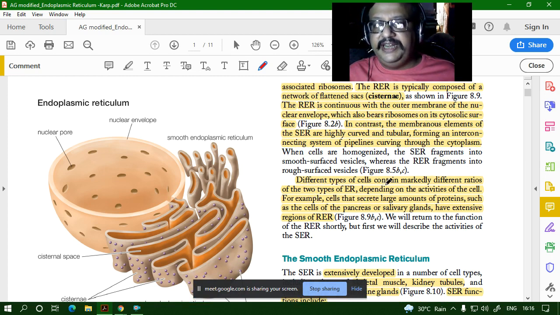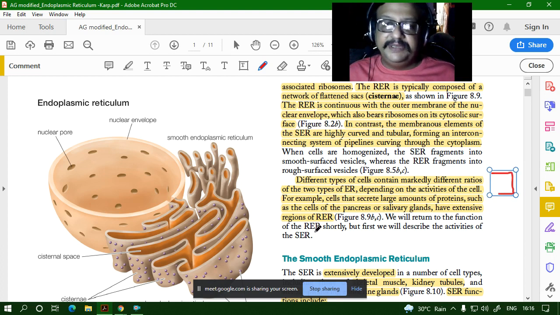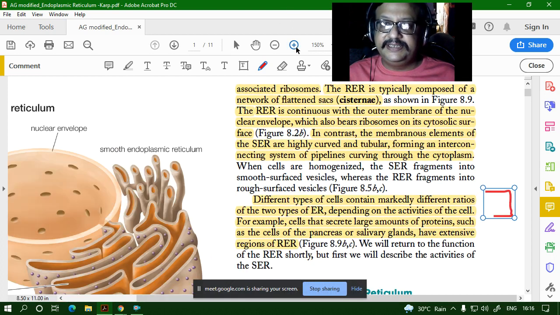Different cells contain markedly different ratios of the two types of endoplasmic reticulum depending on the activities of the cell. For example, cells, let's increase the size.